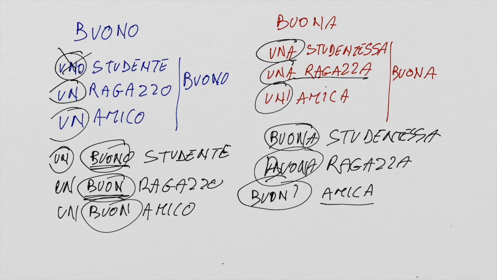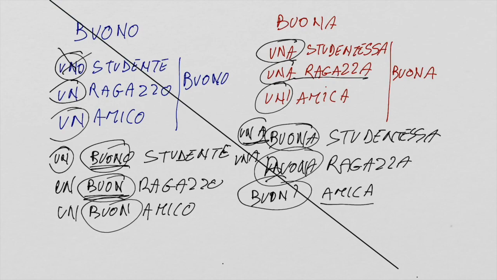Same thing happens with buona. So a good female friend will be una buona amica, but it will be una also in front of buona ragazza, and una also in front of buon'amica.